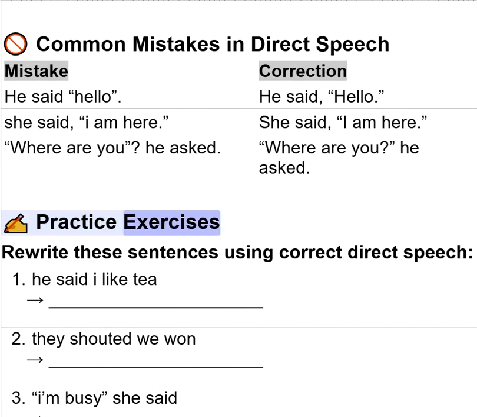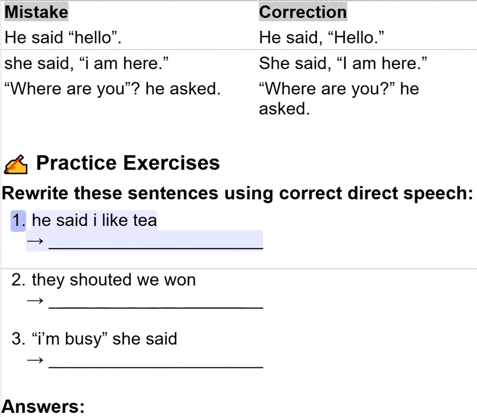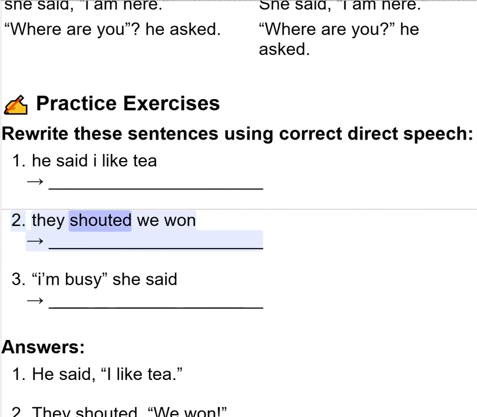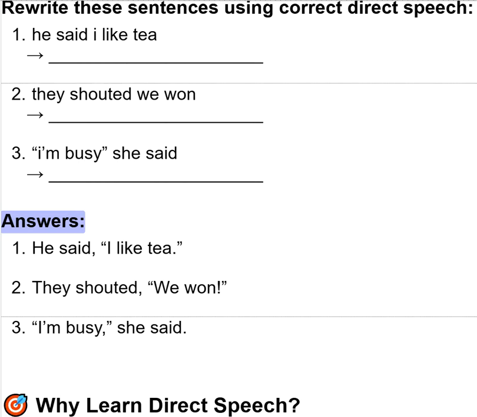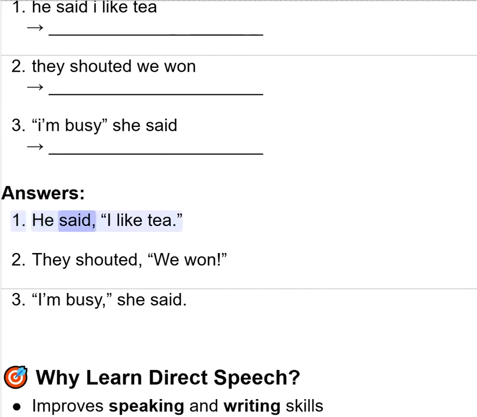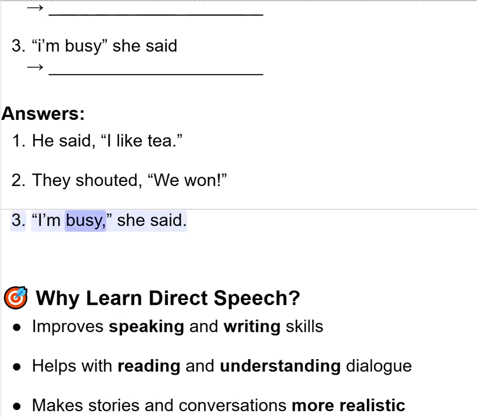Practice exercises. Rewrite these sentences using correct direct speech. 1. He said, "I like tea." 2. They shouted, "We won." 3. "I'm busy," she said. Answers. 1. He said, "I like tea." 2. They shouted, "We won." 3. "I'm busy," she said.